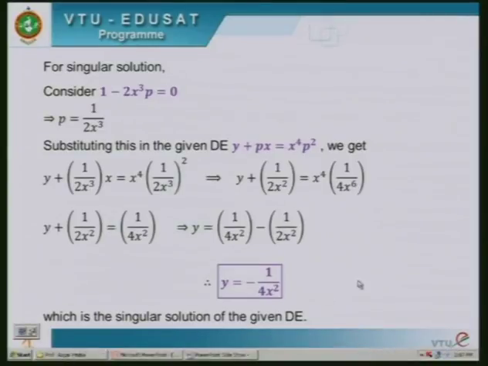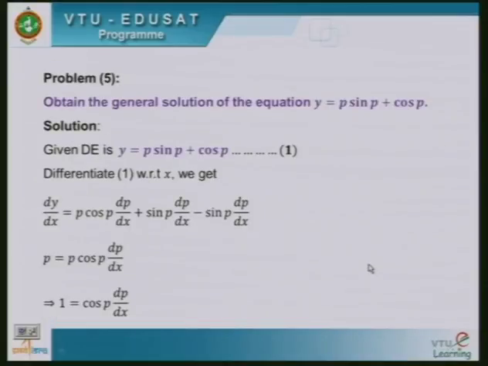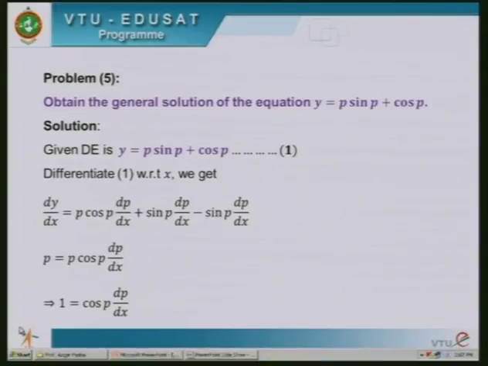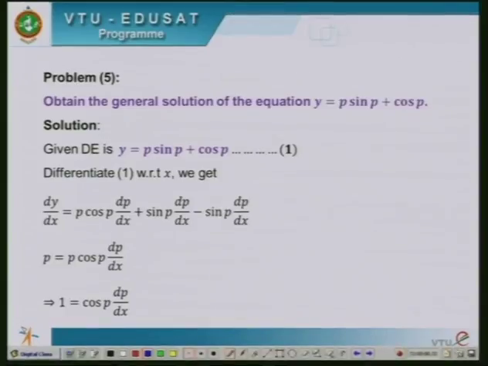Now let us move on to the next problem. Problem number 5. Obtain the general and singular solution of the equation y equals p sin p plus cos p. The given differential equation is y equals p sin p plus cos p.